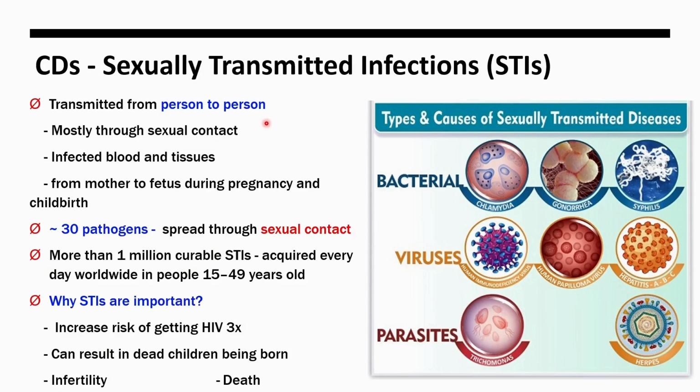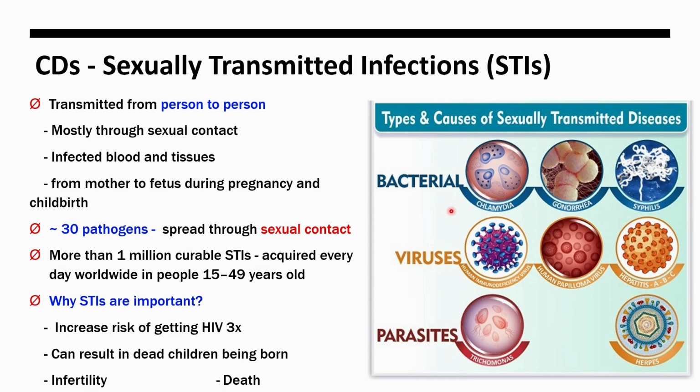The next communicable disease category that we are talking about is sexually transmitted infections. These infections are transmitted from person to person, mostly through sexual contact. They can also spread through infected blood or infected tissues. If you are in contact with infected blood, tissues, or body fluids, you can get the disease. Not only that, a mother can pass STIs to the fetus inside the mother's tummy during pregnancy and at childbirth.